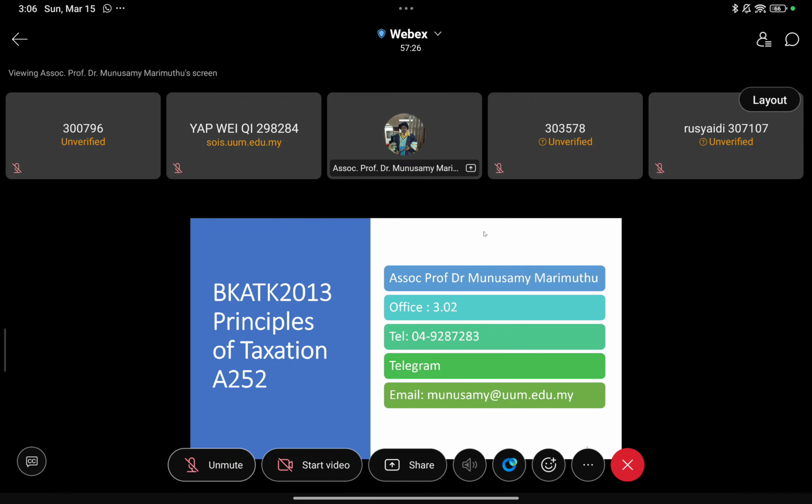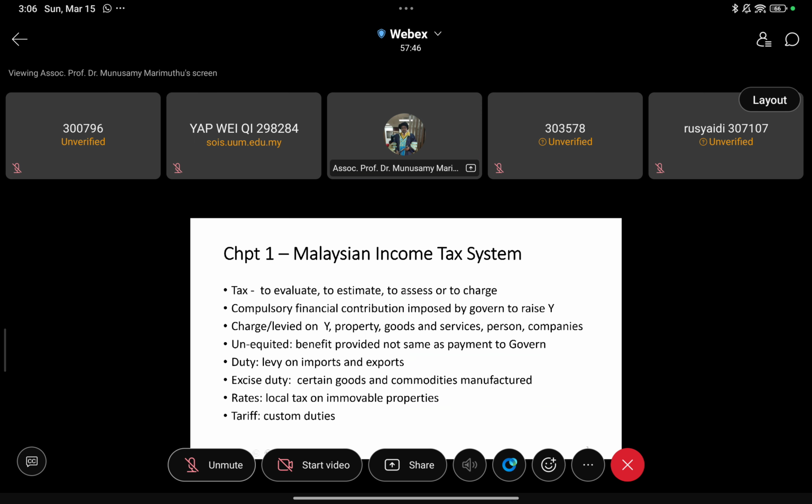So what is tax? Tax is to charge, to elevate, or to estimate, or to assess the income earned. Once you earn an income, the income tax will value your income, or if you don't submit, they will estimate for you based on what you tell them during the interview. And once the income is there, they can assess how much for you to pay after deducting all the relief.